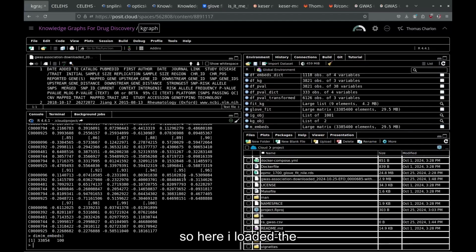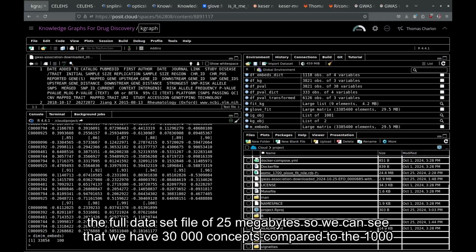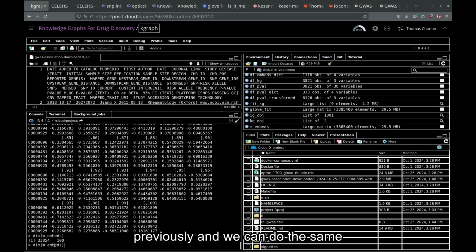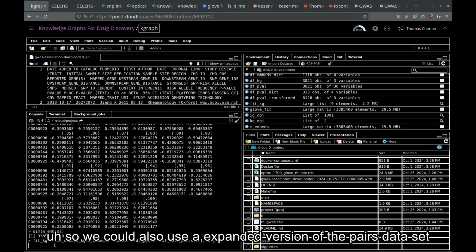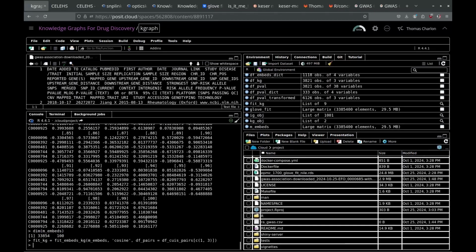So here I loaded the full dataset file of 25 megabytes. So we can see that we have 30,000 concepts compared to the 1,000 previously. And we can do the same call. So we could also use an expanded version of the pairs dataset.